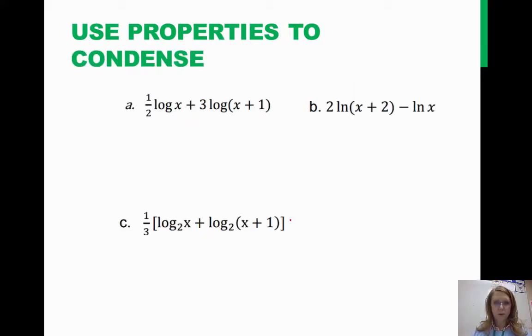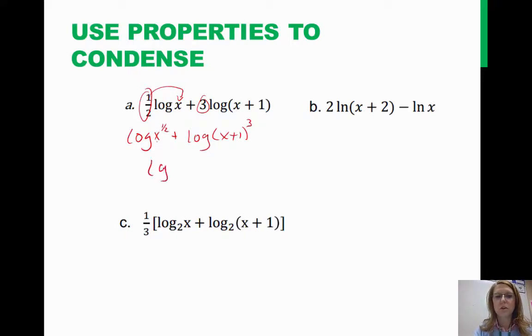Now let's go backwards. Let's condense these back into one logarithm. So first of all, I know that I have this 1/2 out front, and I can move that to an exponent, and same with this 3. So let's do that first. I'll have log of x to the 1/2 plus log of x plus 1 to the third power. And now, because there's this addition going on, I can make that one logarithm with these two being multiplied by each other. So now it'll be log of x to the 1/2 times x plus 1 to the third.